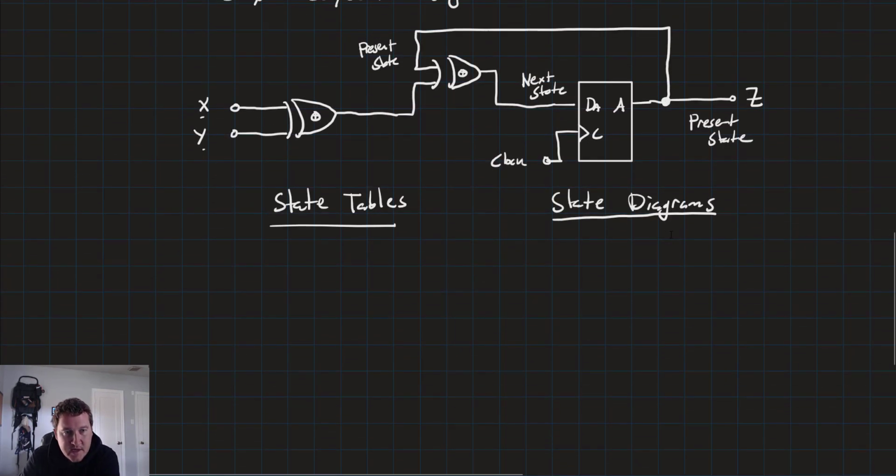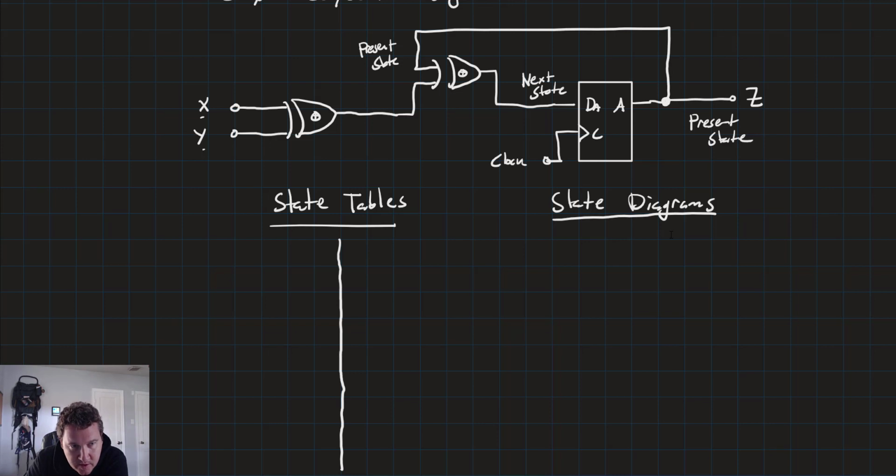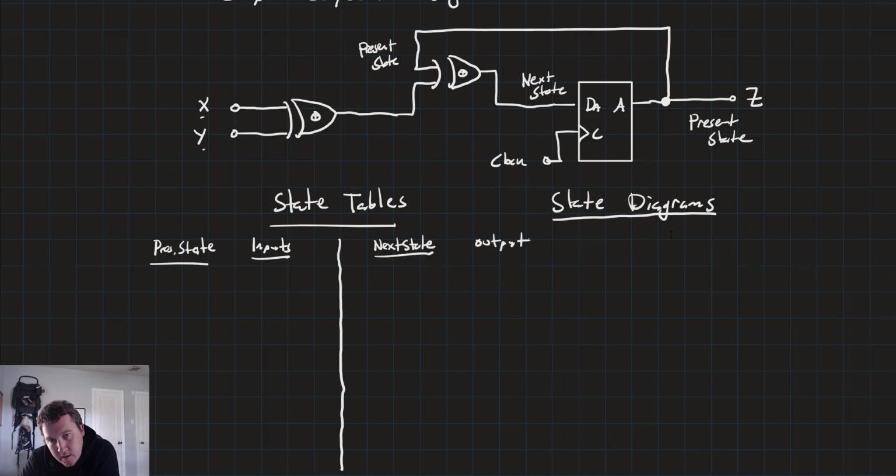Let's go with the state table first. A state table is going to have, on the input side of the truth table, the present state and the inputs, and on the output side we'll have the next state and the outputs. Remember, we could have multiples of these, so underneath these columns we'll actually have the signals themselves. Under present state we just have A, on the inputs we have X and Y, under next state we have D sub A, and on the output we have Z.